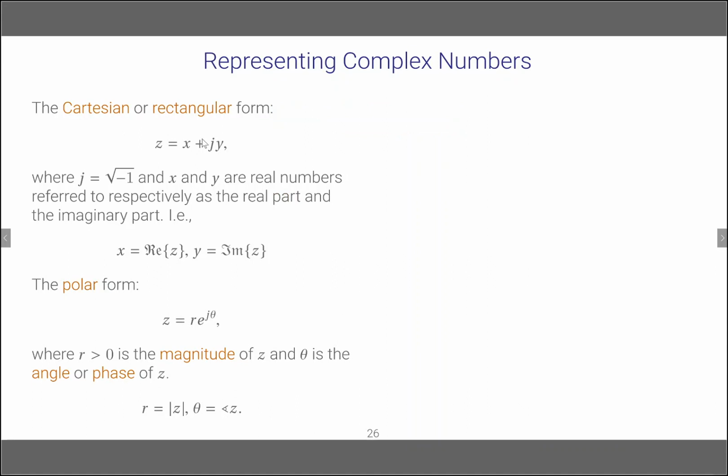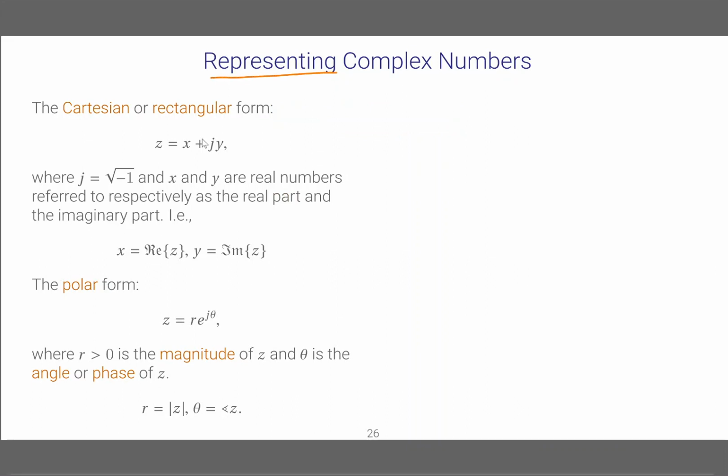When we try to represent a complex number, we have two forms of representation, Cartesian form and the polar form. In the Cartesian or rectangular form, we represent the complex number as z equals x plus jy, where j is equal to the square root of -1. We refer to x as the real part and y as the imaginary part. We also write x equals the real part of z and y equals the imaginary part of z.